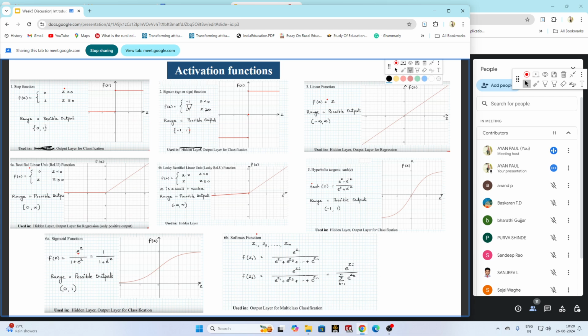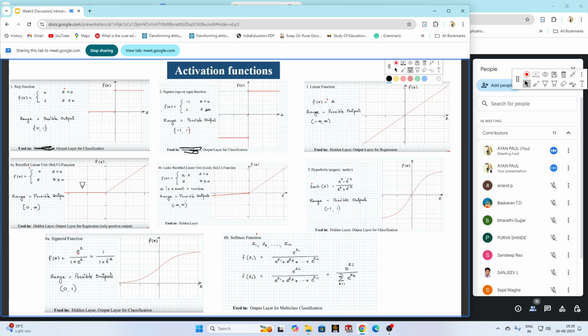All these types of threshold function will not be used generally in the hidden layer. We use the step function or signum function or any kind of threshold function in the output layer only. Now a linear function can be used in a hidden layer as well as output layer, but it is used for regression purpose only. The step function and signum function are basically used for classification problems only. Why classification? Because it has got two outputs, 1 and minus 1, or 0 and 1, whatever. So that is why we generally use this for classification problems.